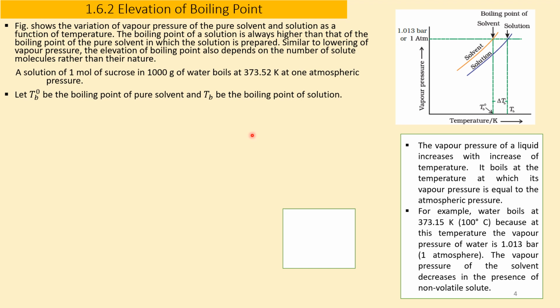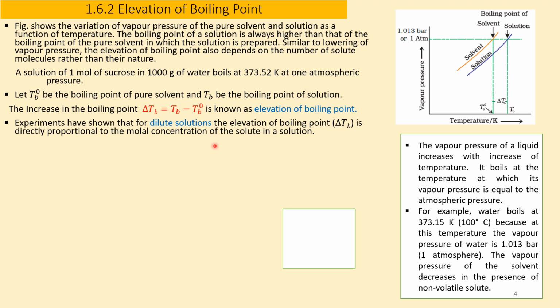Now we will do some mathematical calculation to determine the elevation of boiling point. Let Tb naught be the boiling point of pure solvent and Tb be the boiling point of the solution, as shown in the figure on the right hand side. The increase in boiling point from Tb naught to Tb can be written as delta Tb equals Tb minus Tb naught, and this delta Tb is known as elevation of boiling point.